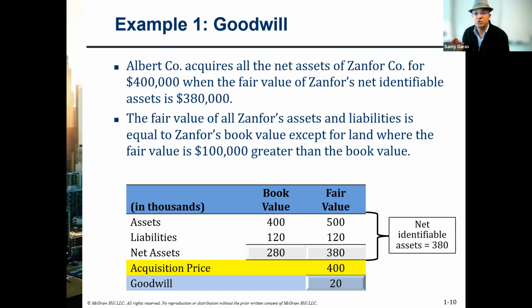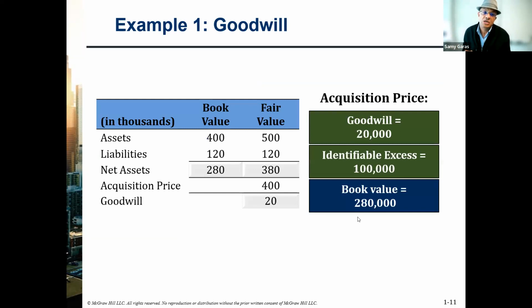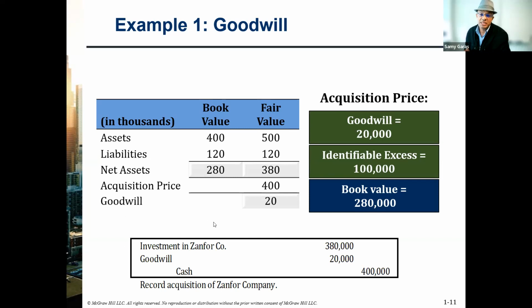And a bargain purchase also is not revenue. We call it intangible assets. So here the Goodwill is 20,000, the net identifiable assets are 100 higher, and the book value is 280. And we debit investment in Zanfor Company, debit Goodwill, and credit cash. Who is going to make this journal entry? The parent company. So the investment in Zanfor Company will show in the parent company as one of its assets, the Goodwill is one of its assets in the parent company, and we credit cash.